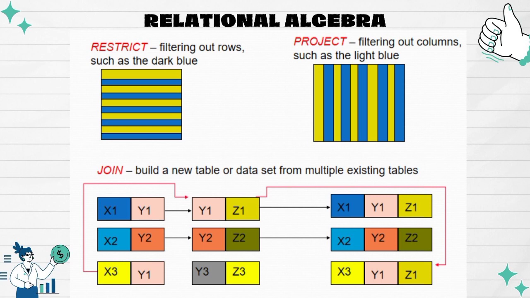Second is project, which extracts specified attributes or columns from a table to create a virtual table. Here, we are filtering out columns such as the light blue. And lastly is join, which builds a new table or dataset from multiple existing tables, and it is a useful subset that satisfies most business information needs.